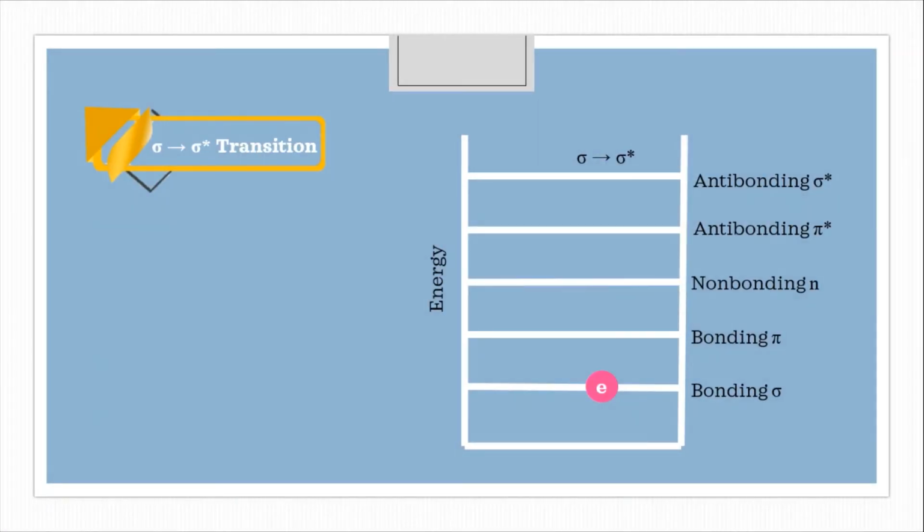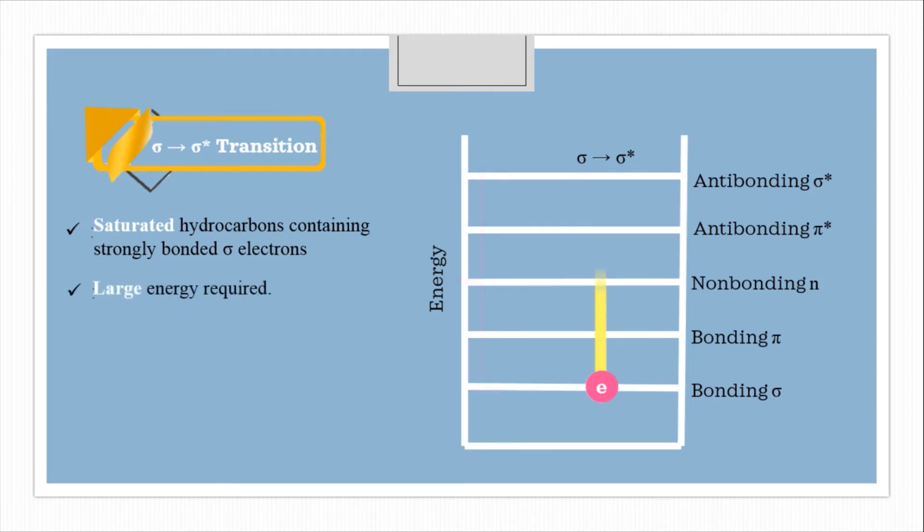Sigma to sigma star transition. An electron in a bonding sigma orbital is excited to the corresponding anti-bonding orbital. This transition involves saturated hydrocarbons with strongly bonded sigma electrons. The energy required is large.